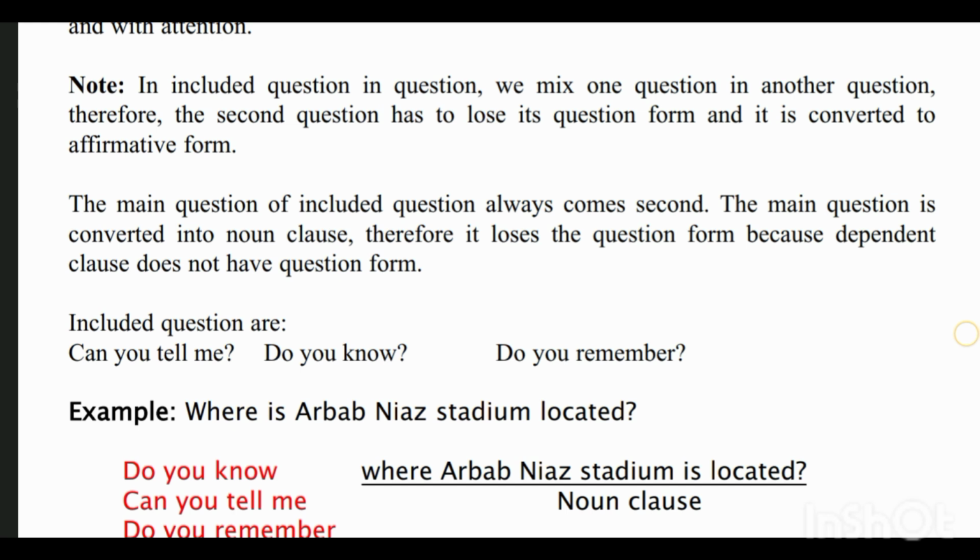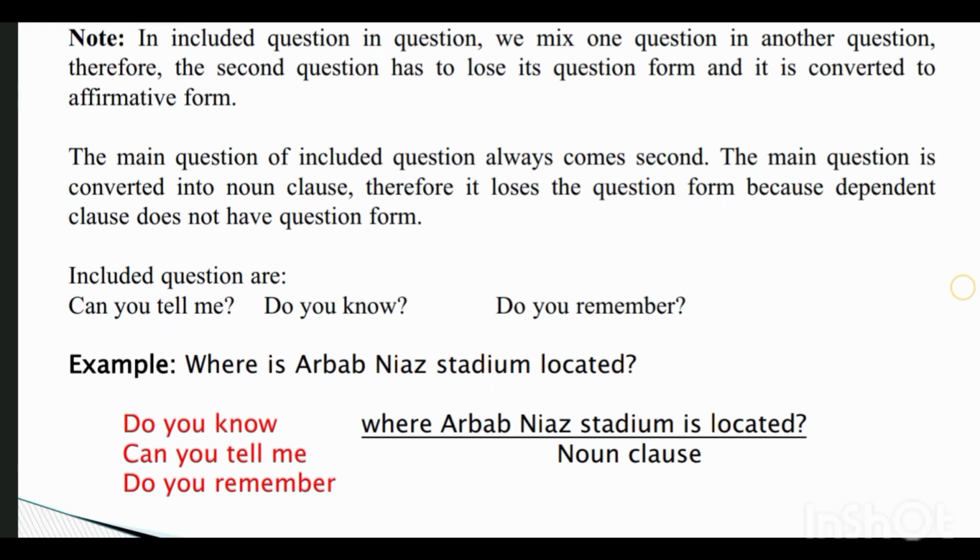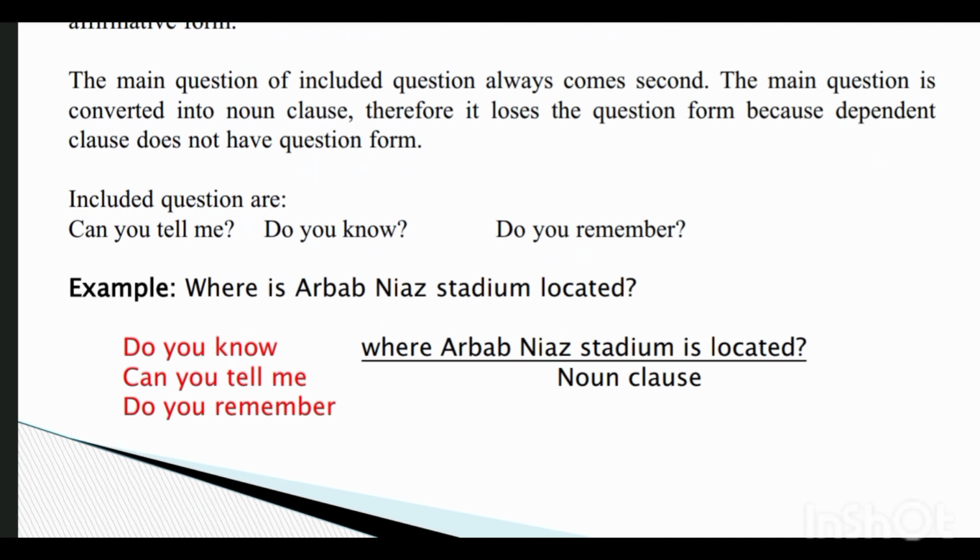Included question starters are: can you tell me? Do you know? Do you remember? For example, where is our Arbab Niaz Stadium located? Do you know? Can you tell me? Do you remember? Where our Arbab Niaz Stadium is located? It is a noun clause, because you can ask about a place or thing.